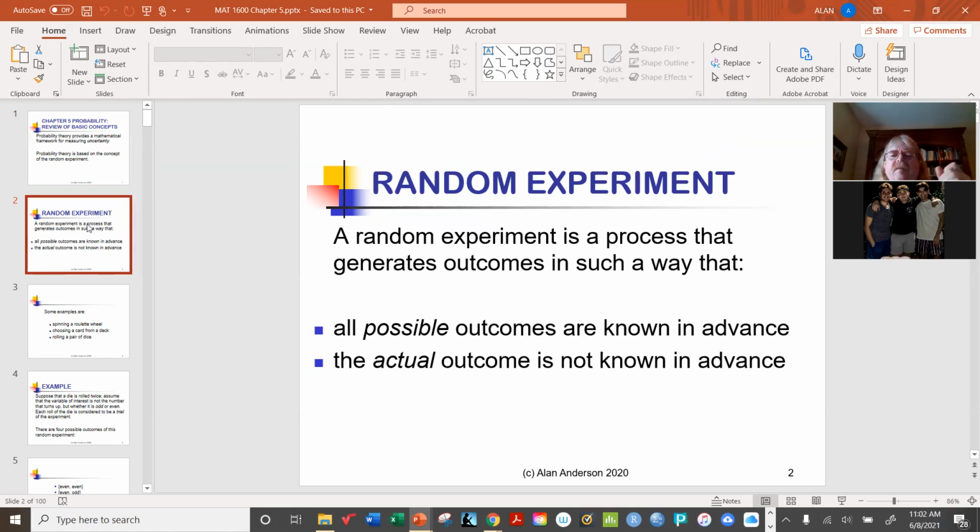Now, a random experiment is a process, and there's many different types that we can define. What matters is that we have outcomes that are generated in such a way that we know all the possible outcomes in advance, but not the actual outcomes. So, it's still a very general concept. Let me show you a few simple examples of this.